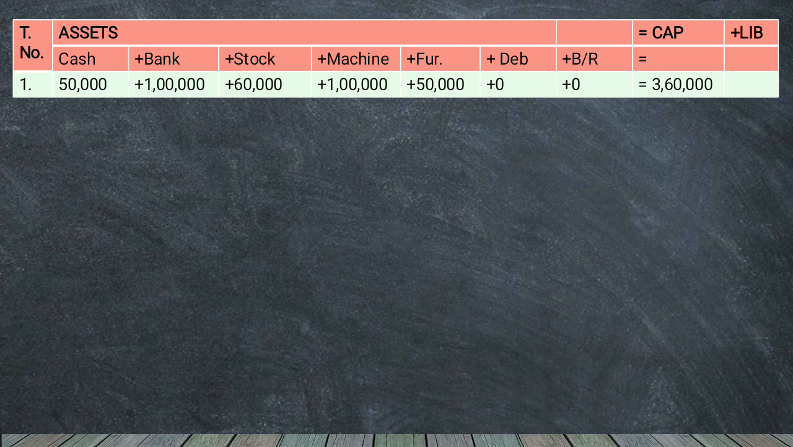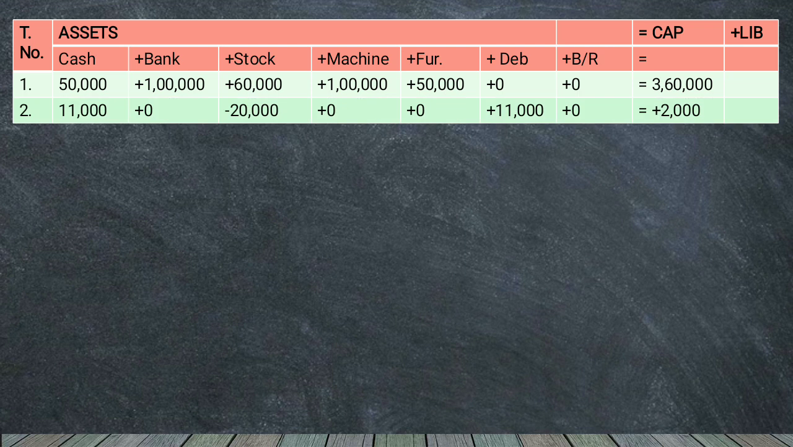So in the first transaction, we have started our business by investing cash rupees 50,000, by cheque 1 lakh rupees, goods worth rupees 60,000, machinery worth rupees 1 lakh and furniture worth rupees 50,000. As we have already discussed, when we start our business, the things invested in the business are considered capital. So here we can see cash 50,000, bank 1 lakh, stock increases by 60,000, machinery 1 lakh and furniture 50,000, and the sum of the asset side, that is 3,60,000, is our total investment, so it will be equal to our capital. So this is our first transaction.